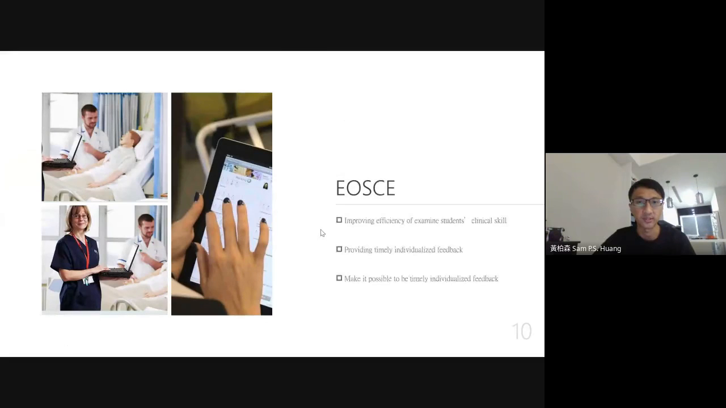So we came up with a solution, which is EOSCE. As you can see in the picture, EOSCE improves the efficiency of examining students' clinical skills. It also provides timely individual feedback, and makes it possible to see it in real time. In the old days, every time we ran OSCE, it would take maybe a week for students to receive feedback. With this e-OSCE, they can receive feedback within 5 to 10 minutes.